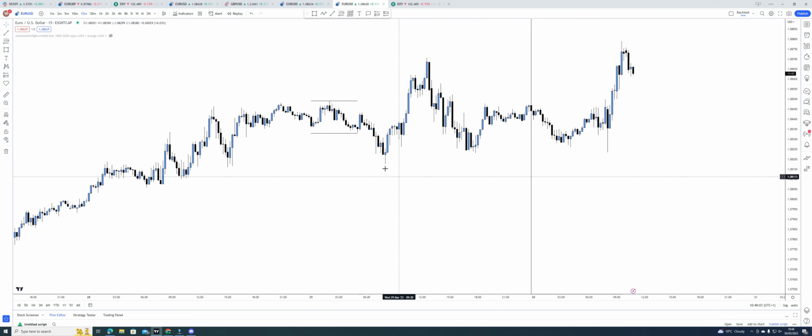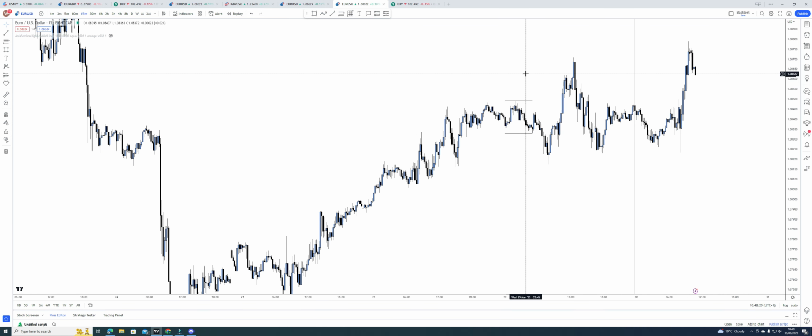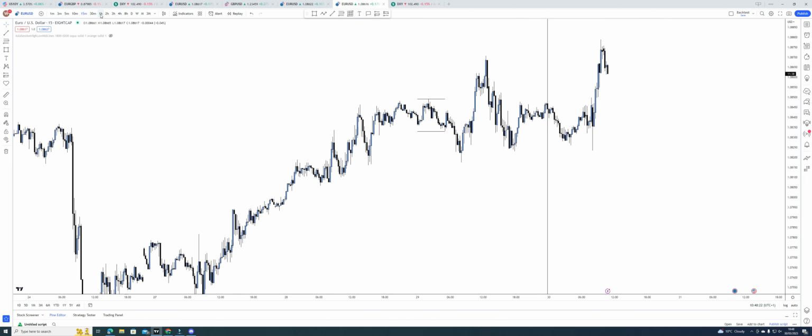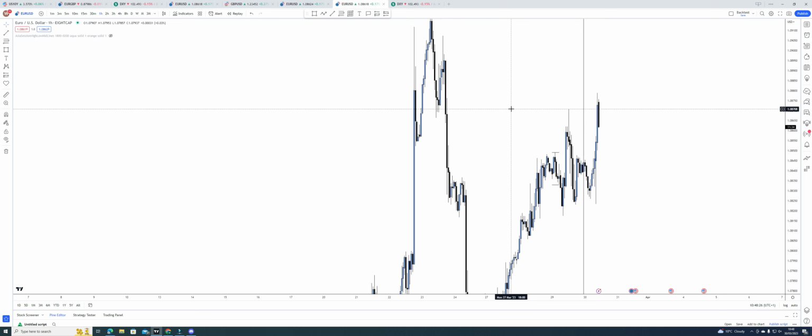So as you can see, obviously the DXY and Euro US dollar are very inversely correlated. London open kill zone swept the Asia range low and then displaced higher, and then we have this same smart money reversal market structure shift that filled some of this imbalance as well. Got a full close of this imbalance.